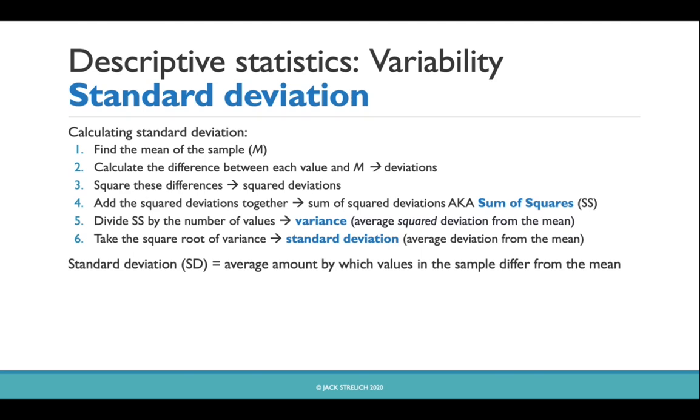Now, I will note briefly that depending on whether we're looking at a sample or a population, standard deviation is calculated slightly differently. Population variance is calculated by dividing sum of squares by the total sample size. Sample variance is calculated by dividing the sum of squares by n minus 1. We'll get into precisely why that is in another video. Either way, though, to calculate standard deviation, we simply take the square root of the appropriate variance.